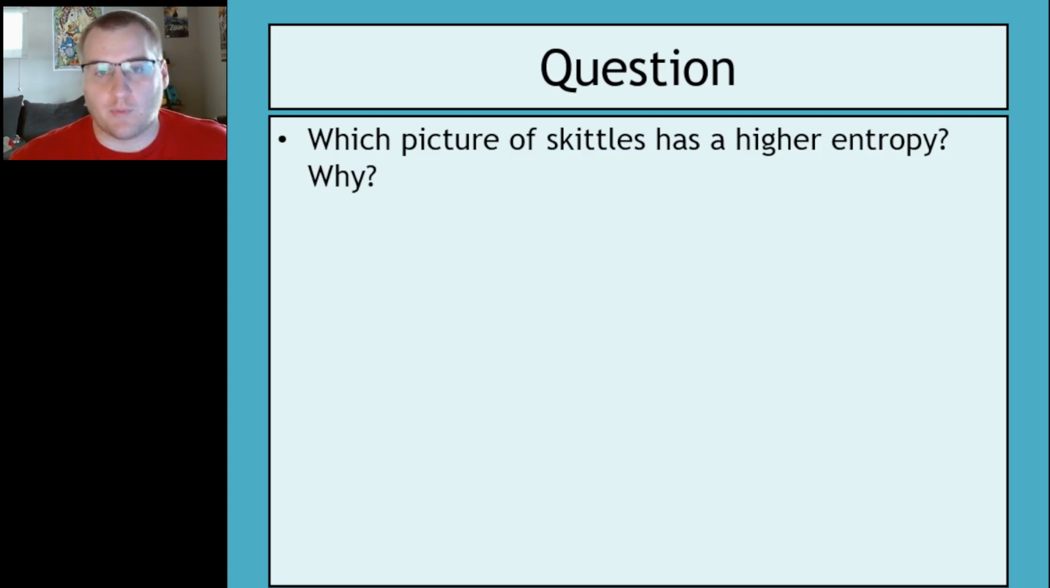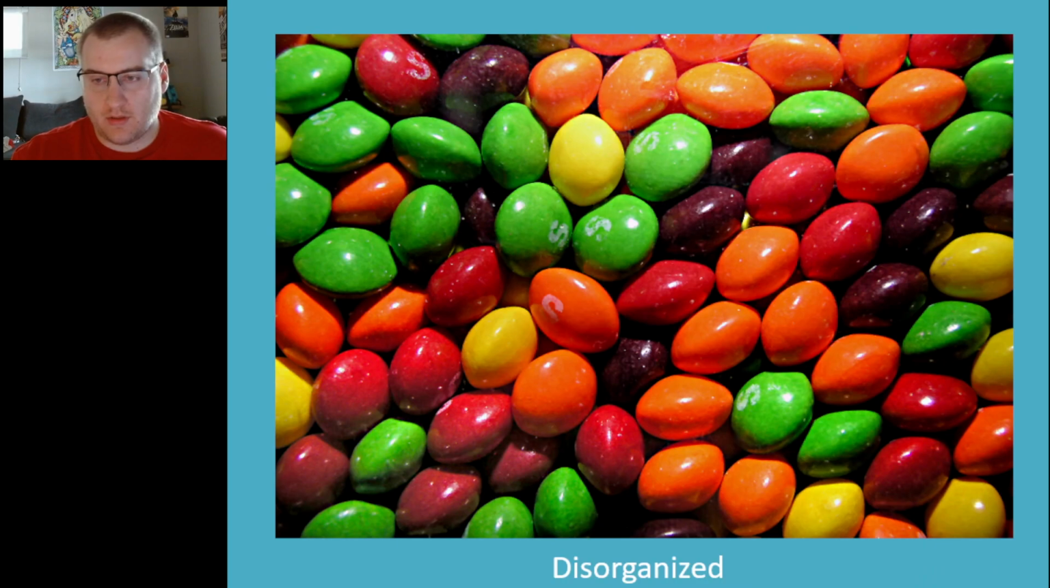Okay? So which picture of Skittles has a higher entropy and why? Okay. Higher entropy would be the second one here. It's disorganized. Everything is everywhere. It's harder to do work. The unavailability of the system to do work is higher.